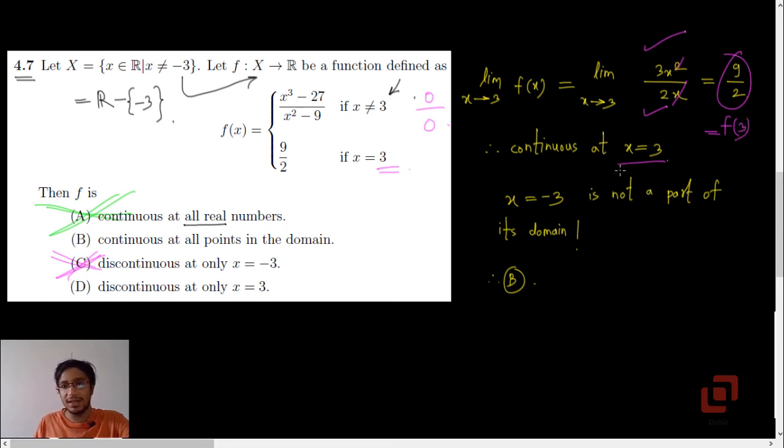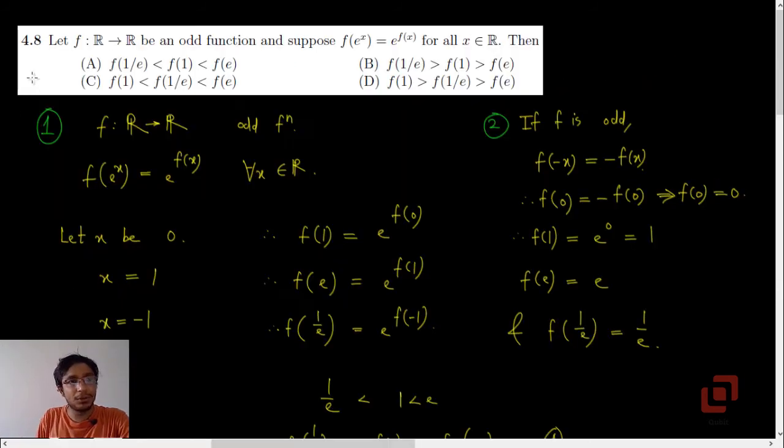So it is continuous at x equal to 3, and because x equal to -3 is not a part of its domain, we need not worry about options C and A as we have already discussed. So option B, it is continuous at all points in its domain, because there was only one possibility, that was 3, and we have tested that it is continuous there. So the correct option is B, 4.7. Let's now go to 4.8.